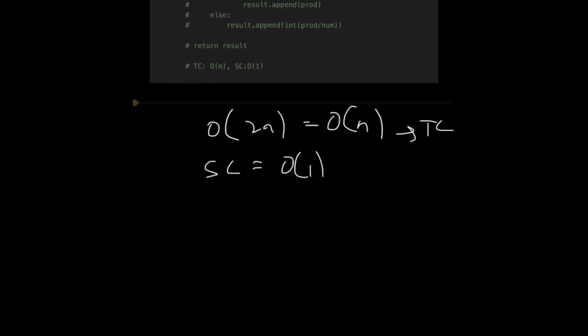Now let's move on to the next approach. Now the second approach is basically to calculate all the numbers before and after to exclude the number itself. And we'll call this prefix and suffix.